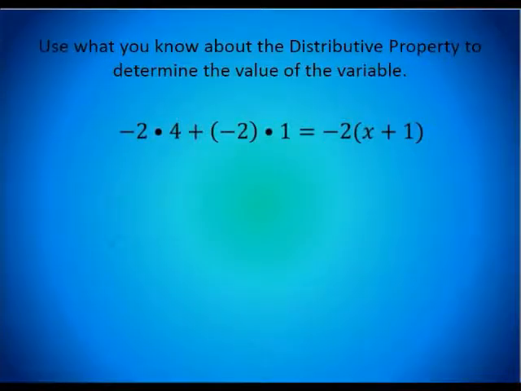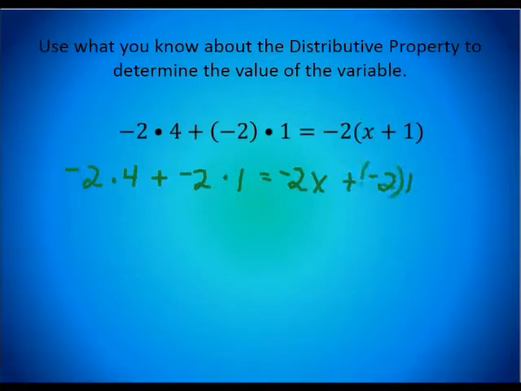Okay, now this time I'm still going to put them in the same format, except this time I'm going to distribute the -2 over here so we can figure out what x is equal to. So I'm going to have -2 times 4 plus -2 times 1 is equal to, I'm going to distribute this out, x plus 1. I'm going to distribute the -2 to both places. Now, what does x have to equal? If you look at the other side, what's in x's place here? A 4. So that means x is equal to 4.